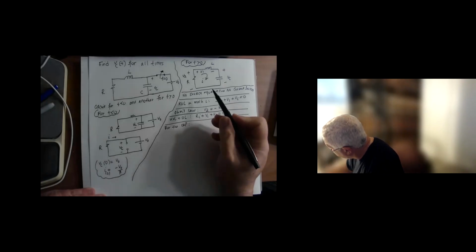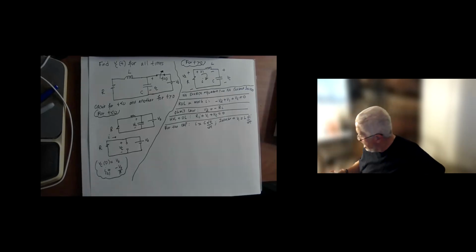For the capacitor, what do I have here? My current through the capacitor is I, and the capacitor basically has a capacitance C, by the way. I is C dVc/dt. And then for the inductor, what do I have? I have V1 is equal to L di/dt.